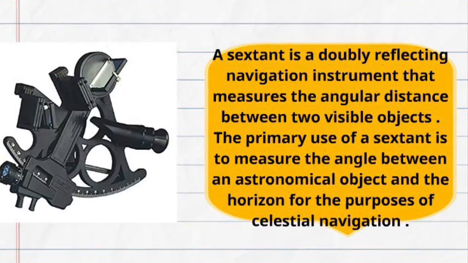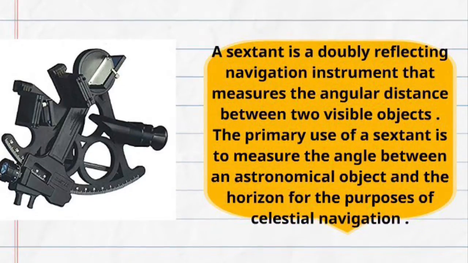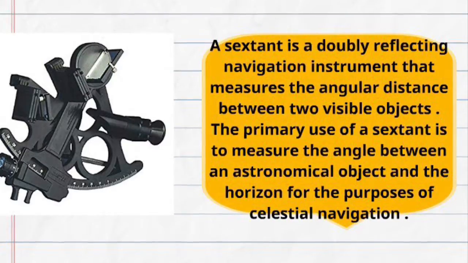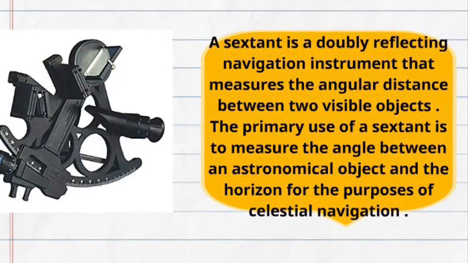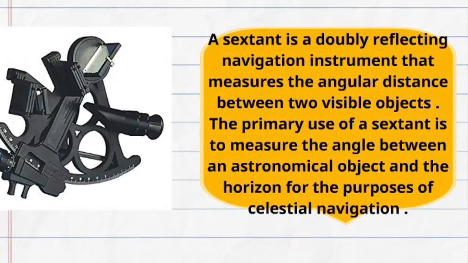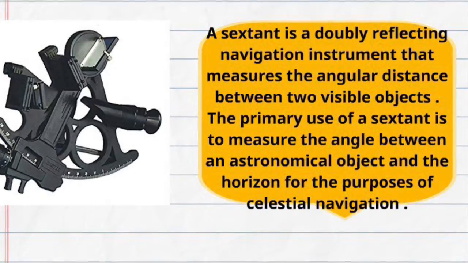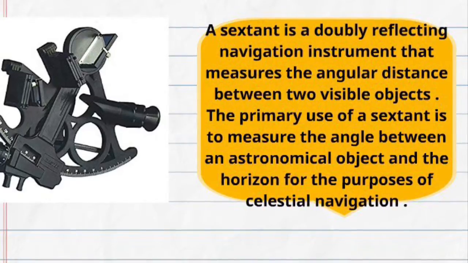A sextant is a doubly reflecting navigation instrument that measures the angular distance between two visible objects. The primary use of a sextant is to measure the angle between an astronomical object and the horizon for the purposes of celestial navigation.